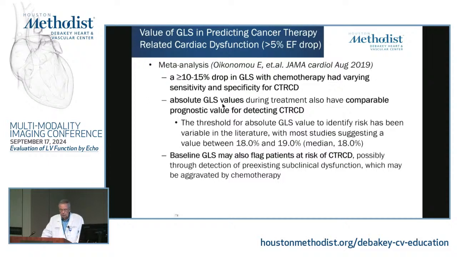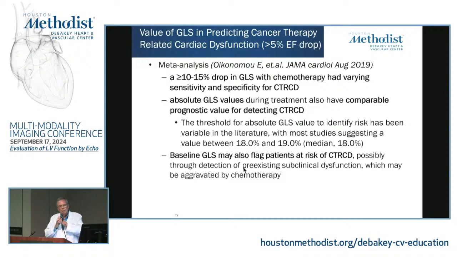If you get an absolute GLS value under 18%, particularly if it started with normal and now you get an absolute value that is down, that also had a similar sensitivity and specificity, but varying. It's not that every study shows you the same thing. And even starting with a reduced GLS could be a flag for patients being at a higher risk for chemotherapy-induced cardiac toxicity.